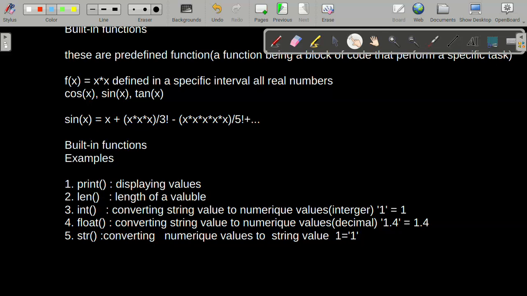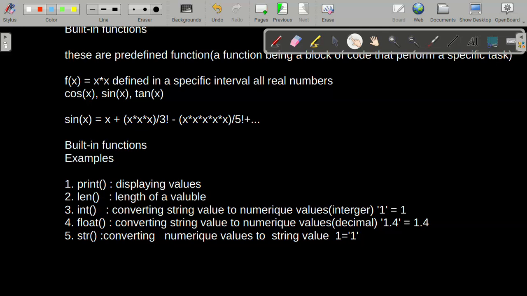Then len, it's used to determine the length. It will return the length of maybe a list, a dictionary, or maybe a string. So let's say a string. In our previous unit, where we were talking about strings, we saw that a string is indexed. So here you can determine the length of a string.